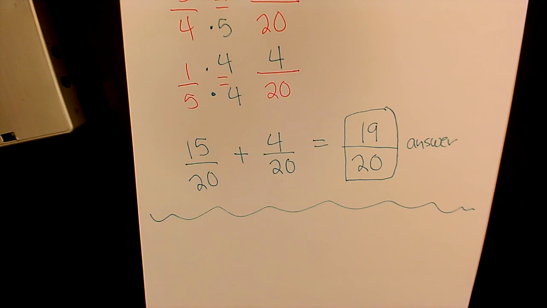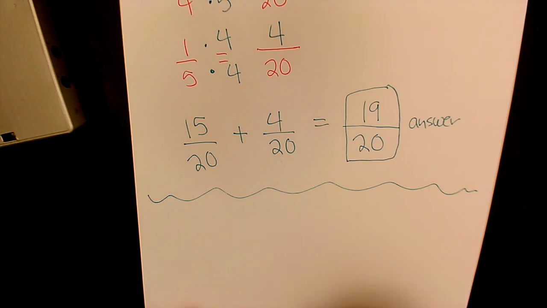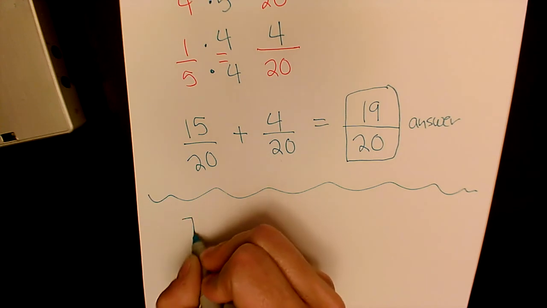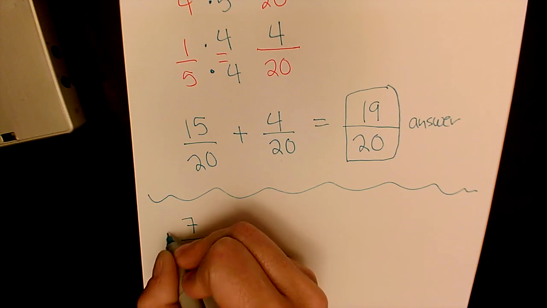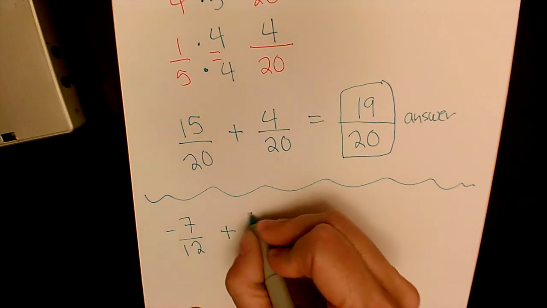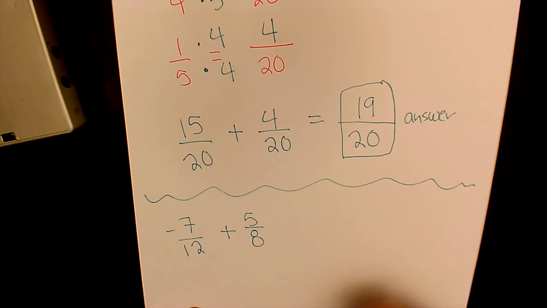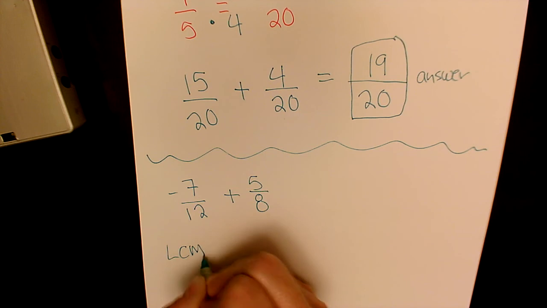And I am going to do one more of those with a negative. So what if I have negative 7/12 and 5/8. You can do the tree if you want. You can do LCM. I'm going to do an LCM.